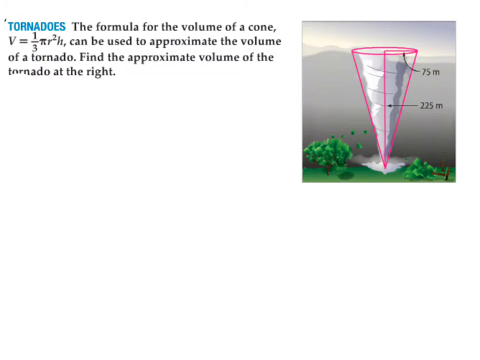So in real world example 3 here, we have a problem. The formula for the volume of a cone is V for volume, equals 1/3 pi r squared times h, can be used to approximate the volume of a tornado. Find the approximate volume of the tornado at the right. So we need to first understand, what are these values? Well, as I stated, V stands for the volume, and we have values R for the radius, and h for the height of our cone. So our tornado here in our picture is basically a cone.